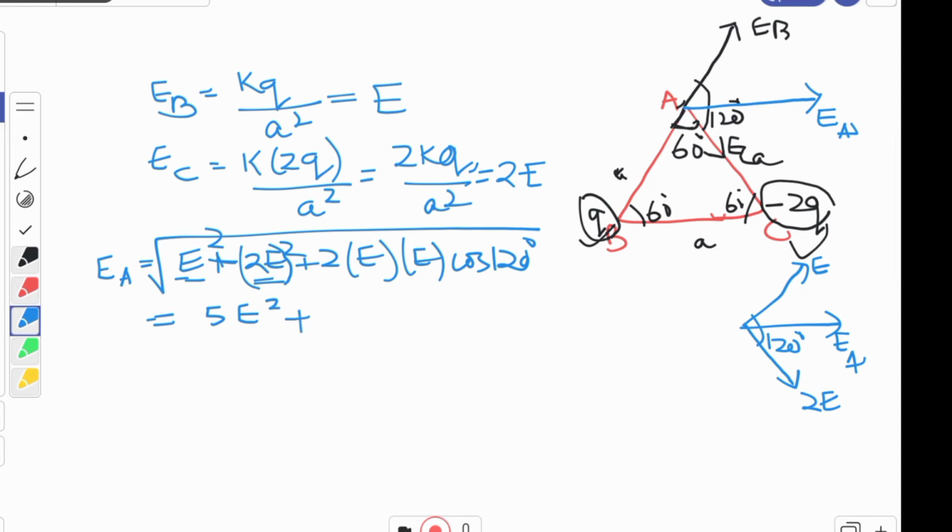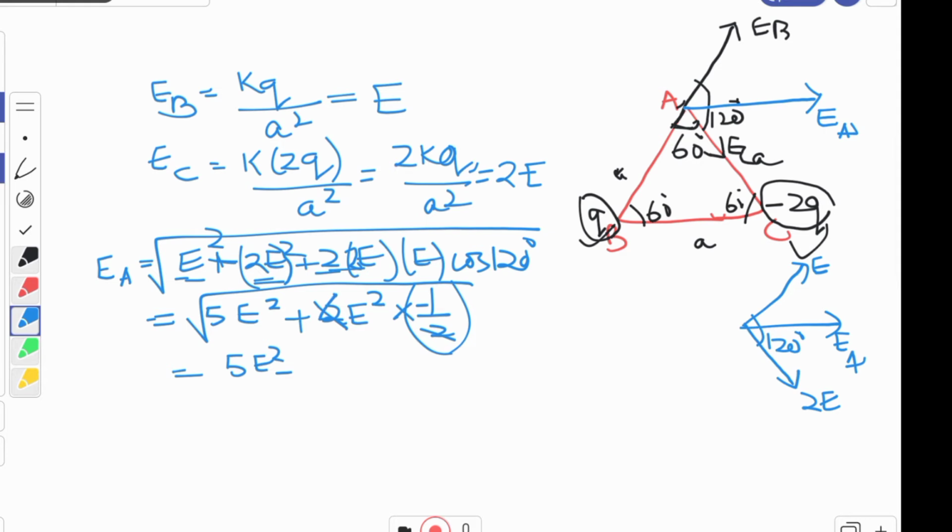Now plus 2E square cos 120 is minus half, so 2 gets cancelled. So now it will be 5E square minus how much? There is a mistake here. It is 2E into E, so this is 4E. Let me change, let me write it clearly. There is a mistake, children. Have patience.